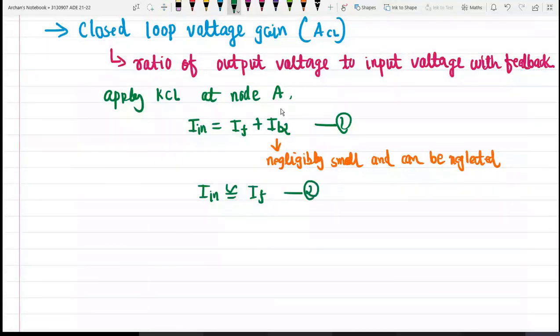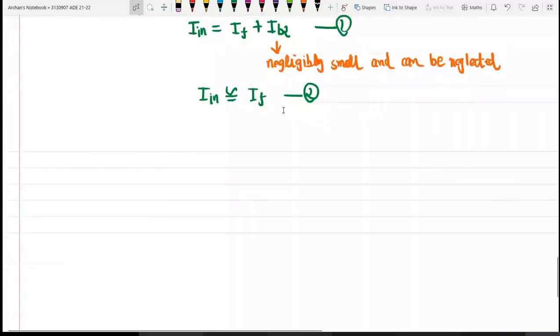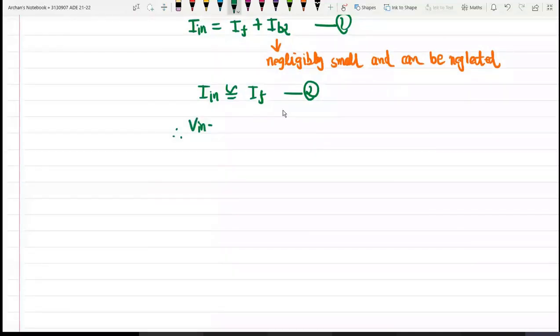Okay. Now what is I in? If we go back, I in is the current which is flowing between V in and VA. So I in is equal to V in minus VA divided by R1, and RF is the feedback current which is flowing between point A and the output point. So VA minus V0 divided by RF will give us the value of I in. Putting these two values together, V in minus VA divided by R1 is equal to VA minus V0 divided by RF. Let us call this equation number 3.